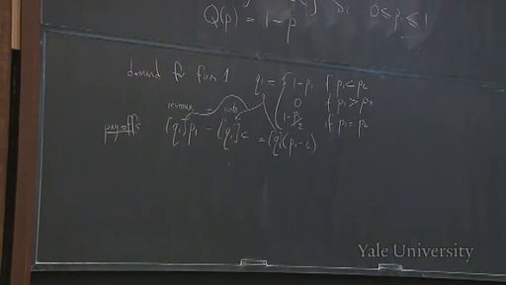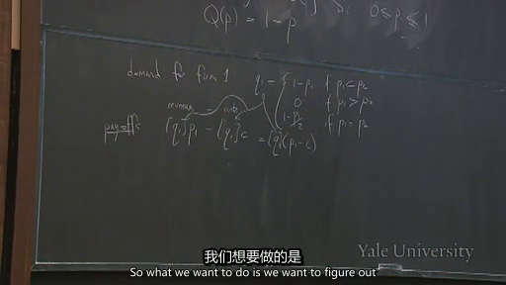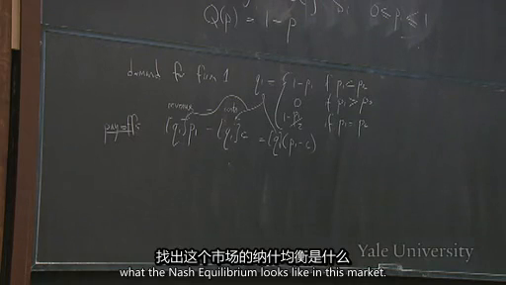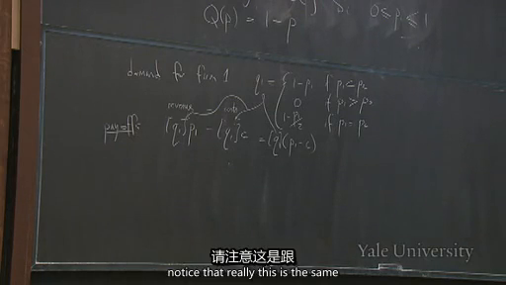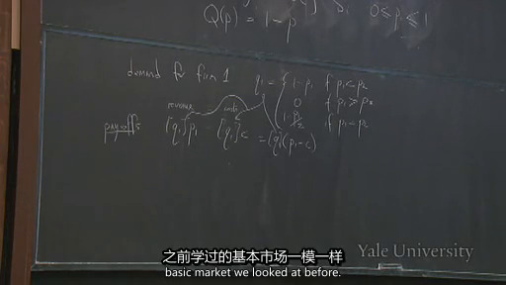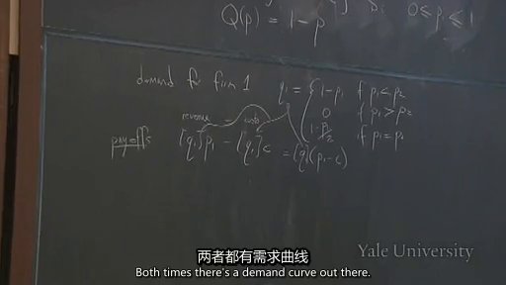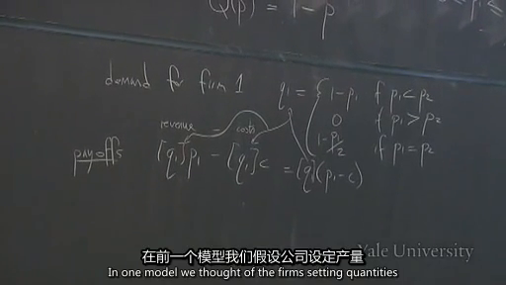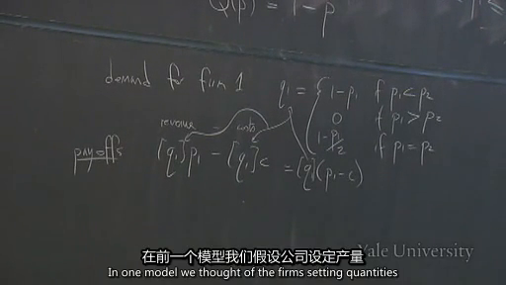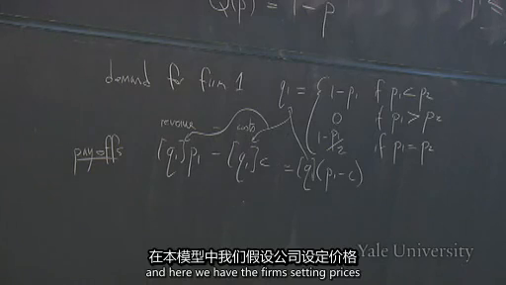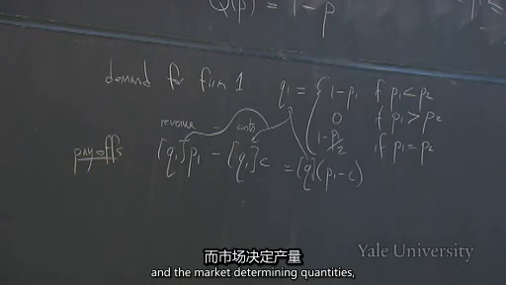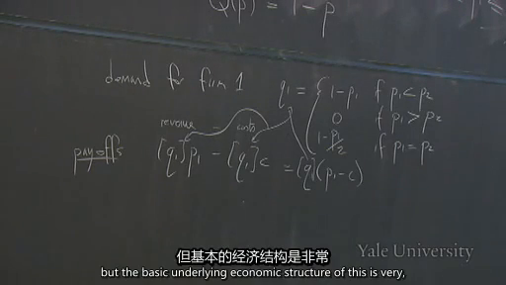All right, so what we want to do is figure out what the Nash equilibrium looks like in this market. And just before we go any further, notice that this is really the same basic market we looked at before. Both times there's a demand curve out there. In one model, we thought of the firm setting quantities and the market determining prices. And here we have the firm setting prices and the market determining quantities. But the basic underlying economic structure is very, very similar.